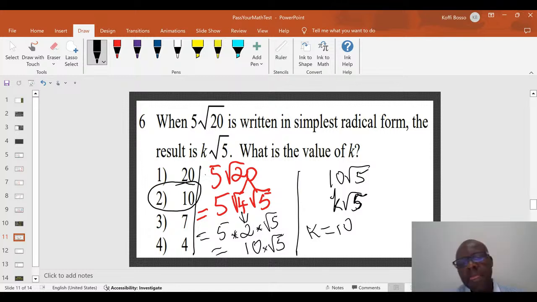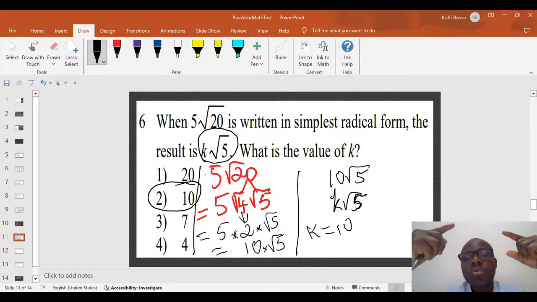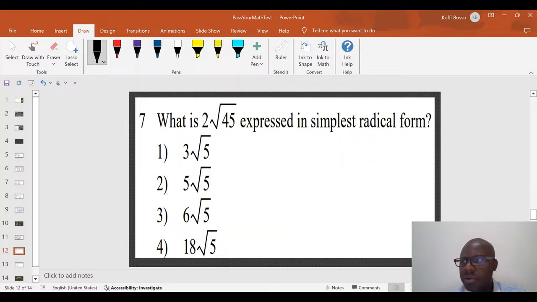Another way to understand this, because they say to write this in k square root of 5 form, this is telling you that when you break down the 20, one of the numbers will be 5. So that is another way: you ask, what number can I multiply by 5 to get 20? So it has to be 4. So it's like a hint. See? Okay, let's continue. Question number 7.